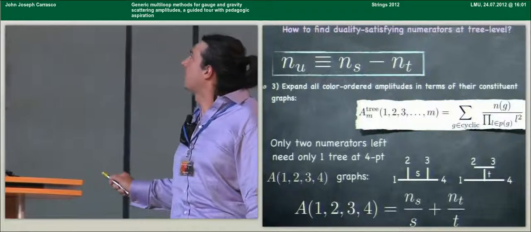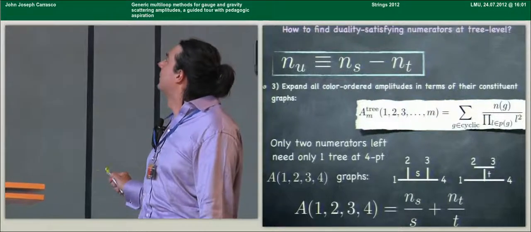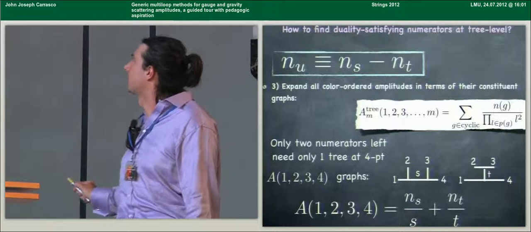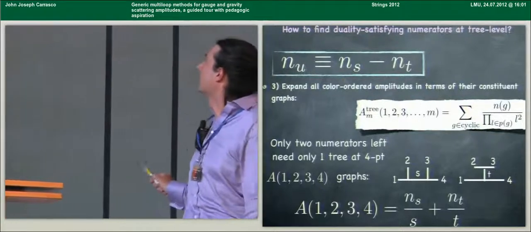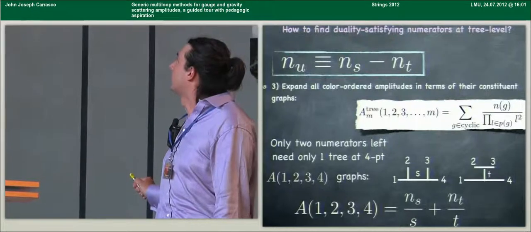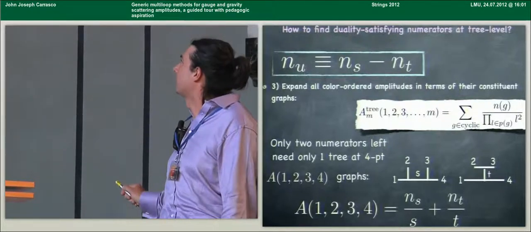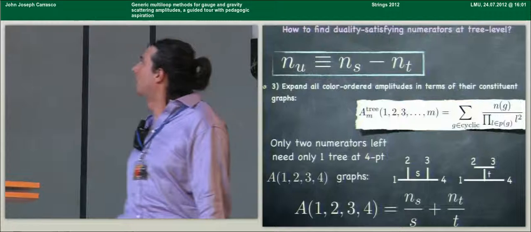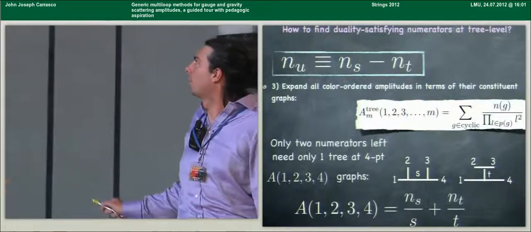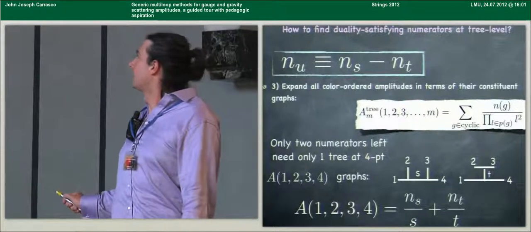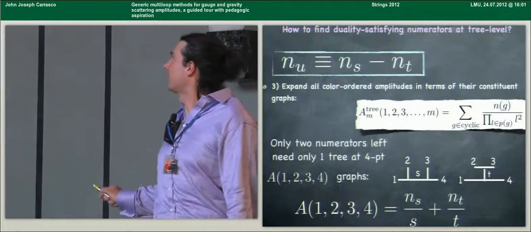Next step is to expand all the color-ordered amplitudes in terms of their constituent graphs. So here's a color-ordered gauge amplitude, color stripped, so the color is gone. These are the numerators and the graphs contributing to the cyclic permutation. There are only 2 numerators left, so we only need 1 tree at 4-point. This one's graphs are S and T.